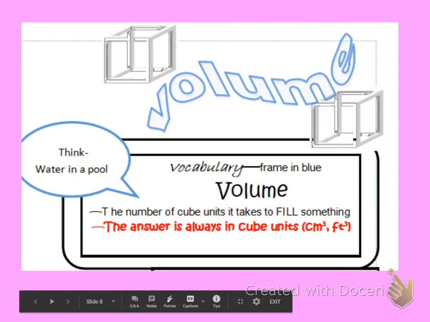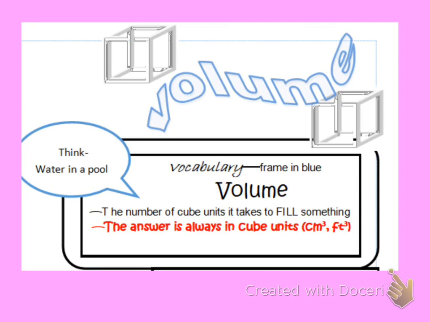Now I want to talk about volume for a second. Volume is the other piece that we need to talk about, and this is very quick and easy. Volume is what it takes to fill something up. So think of filling up a pool, filling up a glass of water, anything. Whenever you're filling something up, that's volume. And it's always in cube units instead of square units. Now we're talking a little number 3, because it's made up of cubes inside.